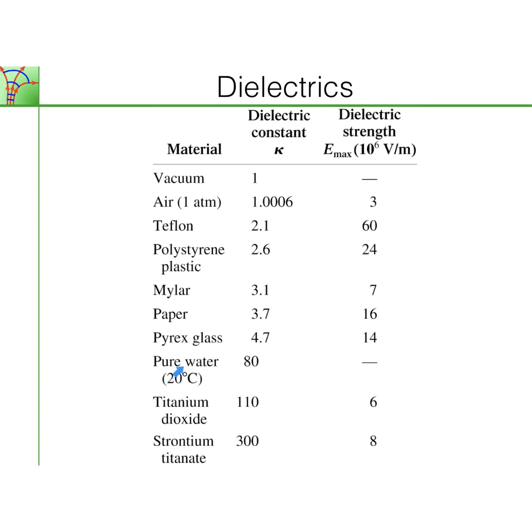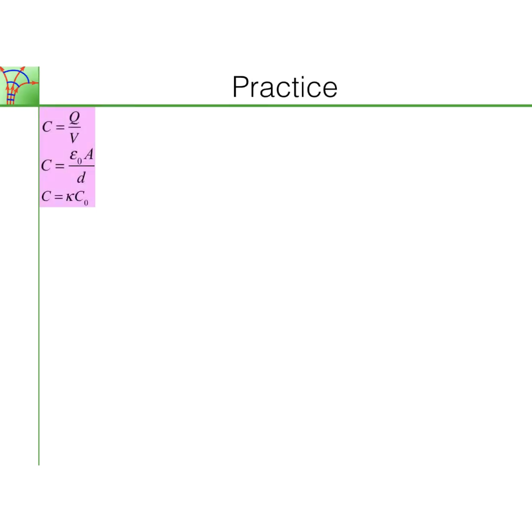If I put pure water, and that's pure water completely deionized and nothing in there, then it's not a conductor, and then it would be 80 times. But that's a hard thing to use as a dielectric. Here's strontium titanate as the king of the dielectric. If I put strontium titanate between my plates, it increases the capacitance by a factor of 300.